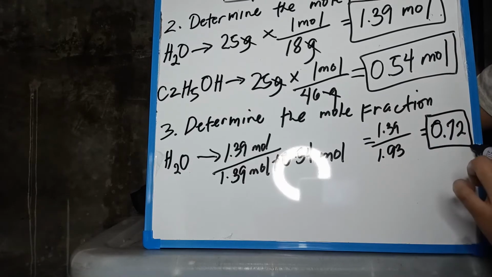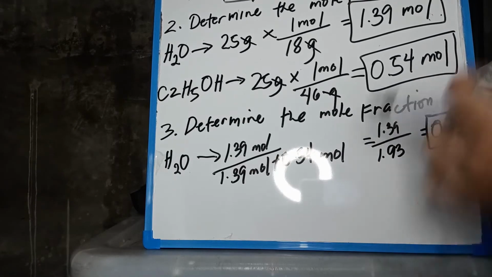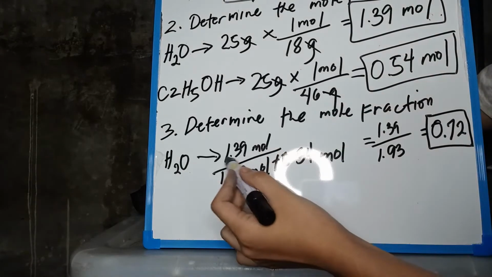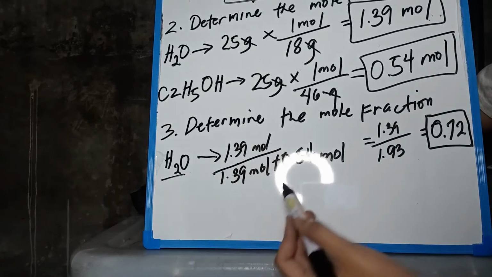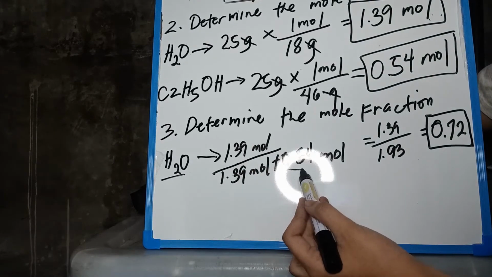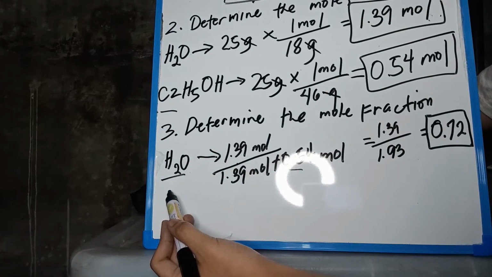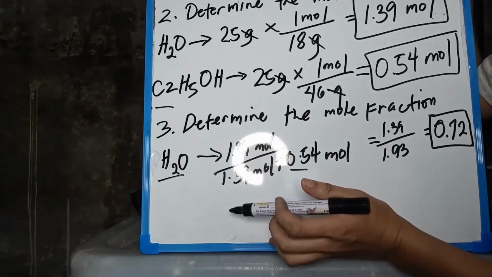So, naa na tay mole fraction of the water. So, if you're asking, asa nakuha ang 1.39 and the 0.54? So, 1.39 is the mole of water, while 0.54 is the mole of ethanol. So, naa naman tayo water. So, we can now continue for the ethanol.